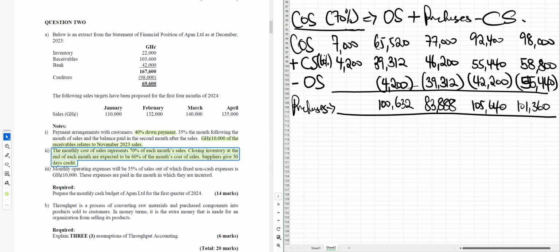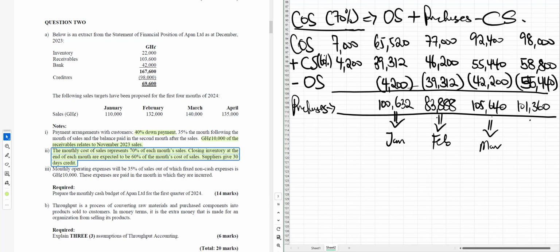So in that case, our purchases that we have, let's just do January. This is January, February, March, right? So the December purchases becomes January, to be paid in January. The January one will be paid in February, and February one will be paid in March. Do you know why? 30-day credit. So this month will be paid next month, and the next will be paid the next month.